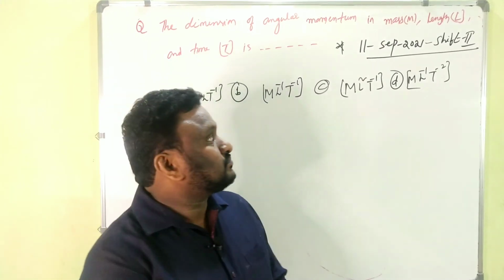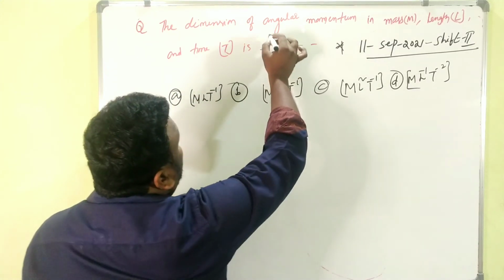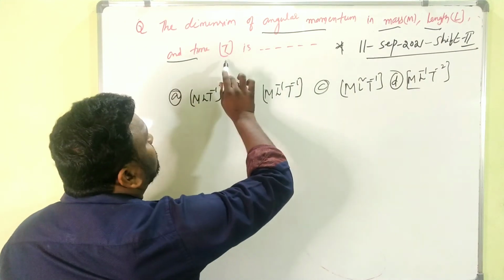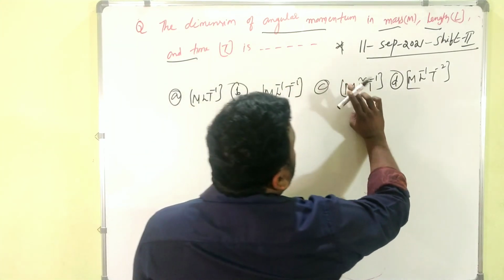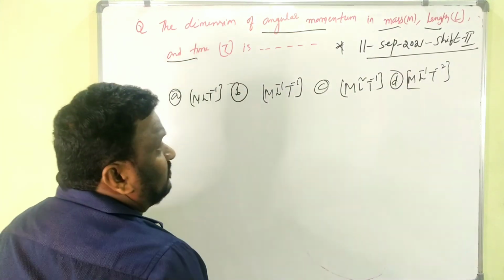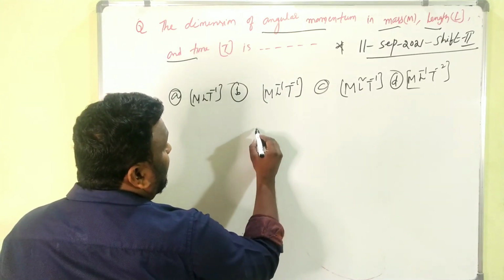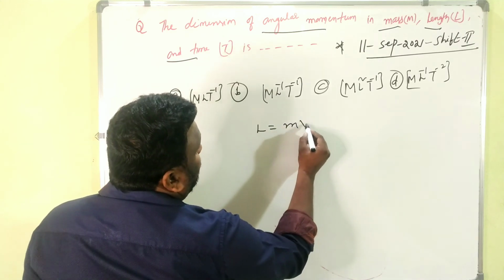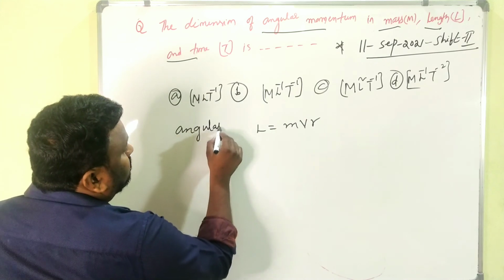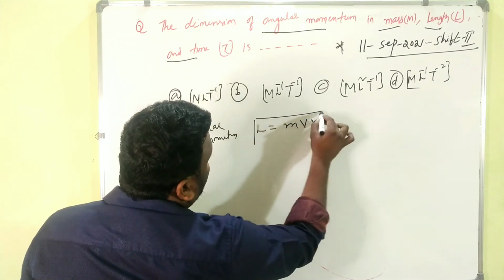See the next question. The dimension of angular momentum in terms of mass, length, and time. This question was asked on 11th September 2021, Shift 2. Some options are given. What you have to find is the dimension formula of angular momentum. What is the formula? L is equal to mvr. What is L? Angular momentum, L is equal to mvr.